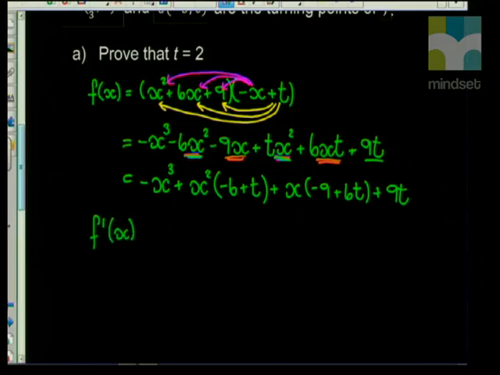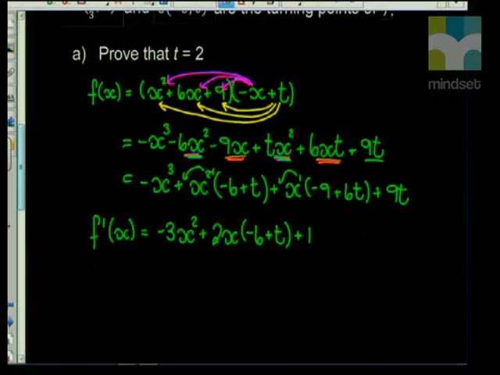So the derivative of this is going to be negative 3x squared. That one's easy to see. I'm going to multiply the 2 in front, so I'm going to have 2x. Remember, you subtract 1 from your exponent, and I've still got negative 6 plus t being multiplied to that term. Remember, if you're finding the derivative of just an x, the x will fall away. I multiply the 1 in front, and the x falls away, and we're still left with negative 9 plus 6t plus 9t.